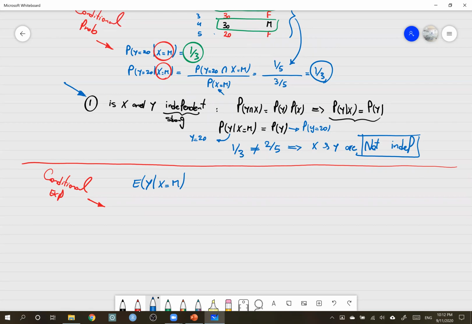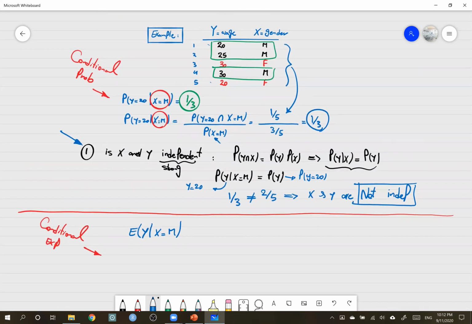I want you to pause the video and think about it. Look at the observations up there and tell me what is the expected value of y, given the fact that you're only narrowing down the data to males. Okay, pause the video and think about the answer. Okay, hope you got the answer. So if I condition the data based on only the black observations up there, what are the wages for male? 20, 25, 30. What is the expected value? The average of that, right?